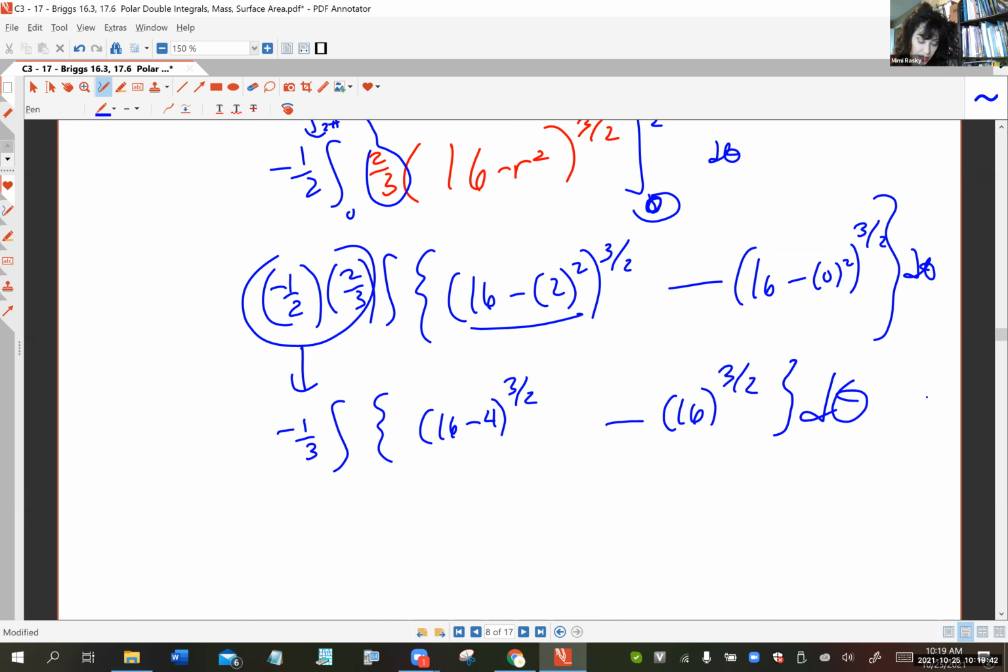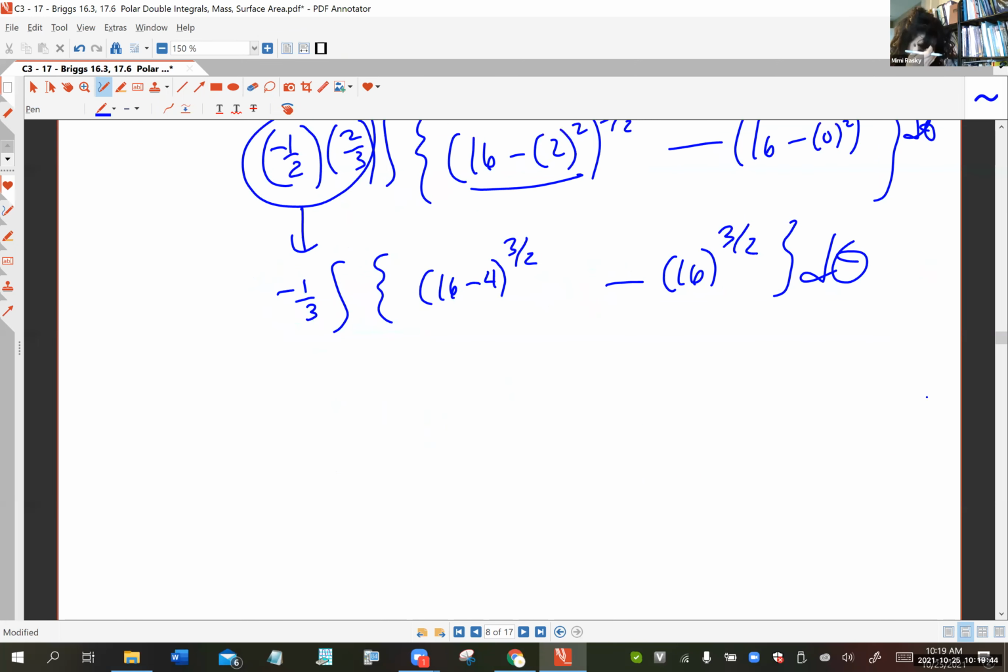Clean this up. What do you mean? Well, there's a few things that you can do. Let's do the easy one first. 16 to the 3 halves means the same thing as square root of 16 cubed, but that's the same as 4 cubed, but that's the same as 64.